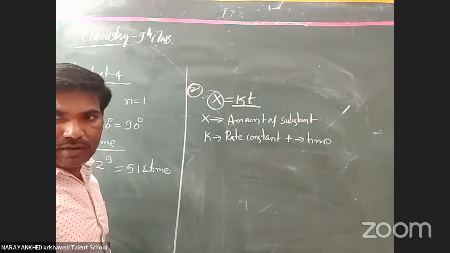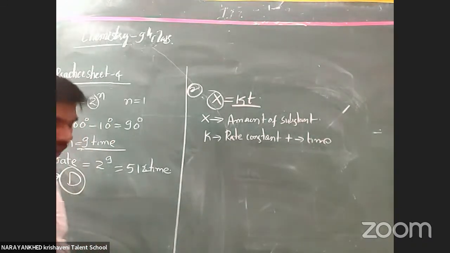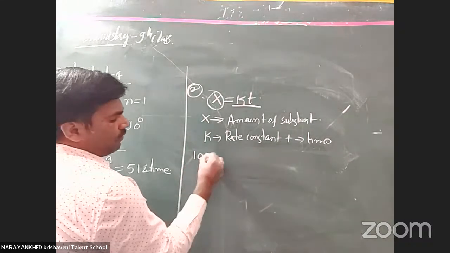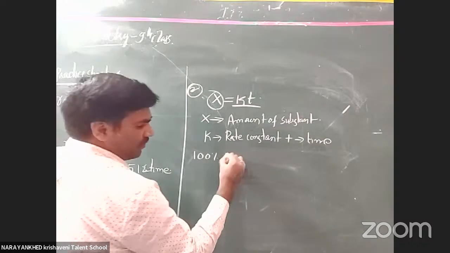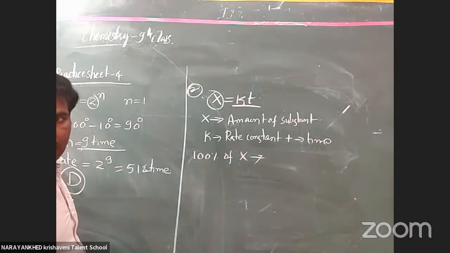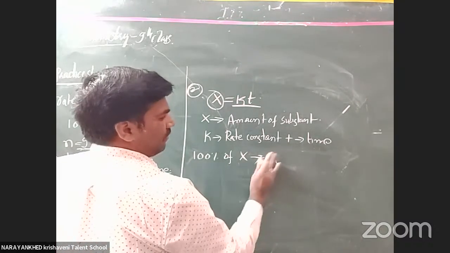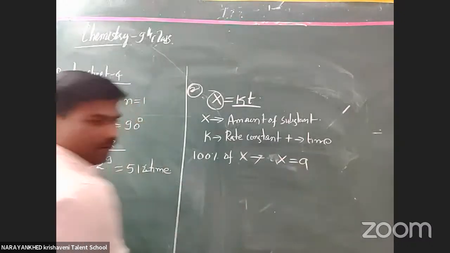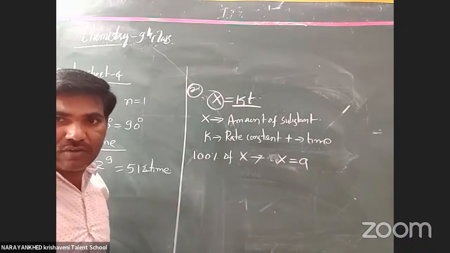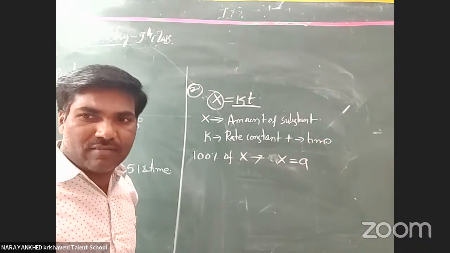Now 100% of the substance is converted into products. Now clear or not? The total concentration is converted into products, then automatically 100% of x is the conversion of total concentration. That is why x is equal to a. Now clear or not? a is the concentration of the reactant. The total concentration should be exhausted.